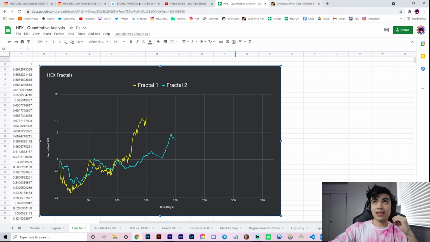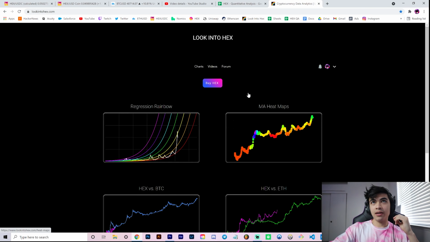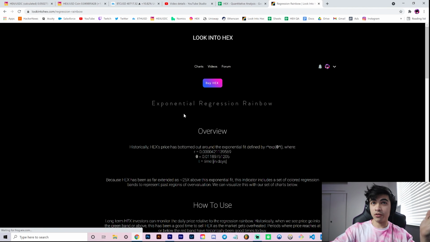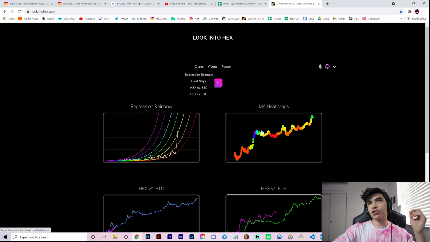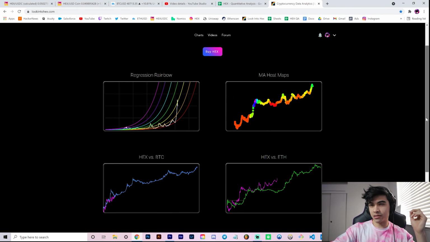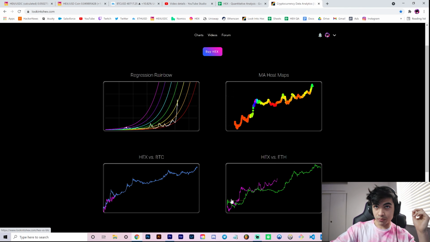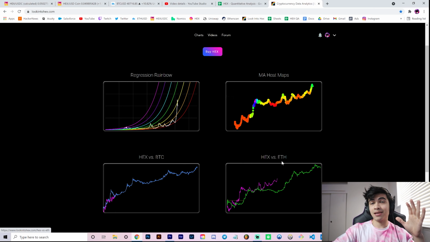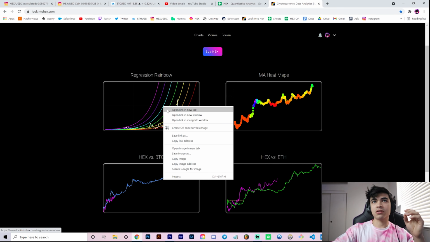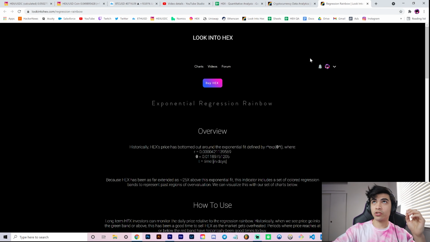So with that said, we have our lookintohex.com. If you haven't checked it out already, for all of those of you who are new, this is a site I built so you can keep track of the charts that no one else is really sharing, including our regression rainbow, our heat maps, our ROI from launch versus Bitcoin and Ethereum respectively. So let's go ahead and update you on the regression rainbow real quick and show you guys where we're at.